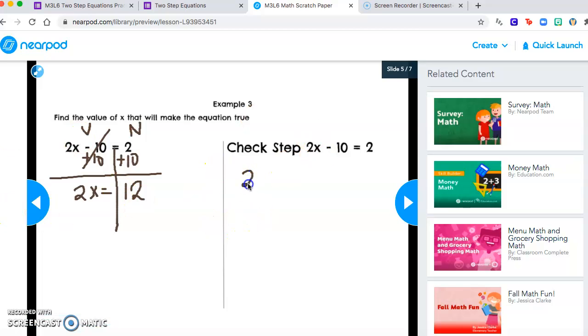Make sure that when you do your check step, you're plugging in the value for x that you get into the equation.